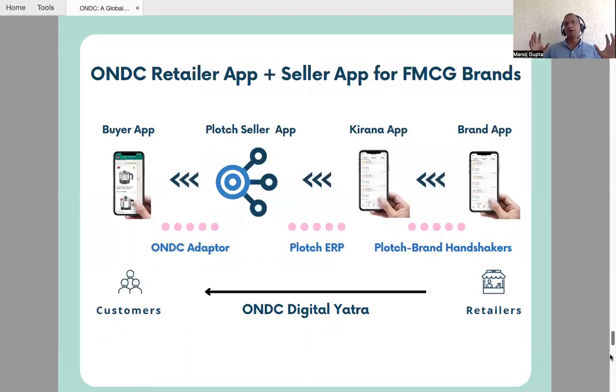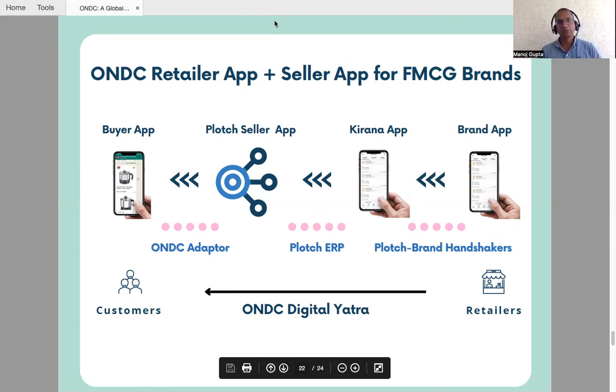If you are a large FMCG brand, you may want to give your ONDC Kirana app to a lot of these Kirana walas. Therefore, they can sell into the network seamlessly. Again, a very interesting opportunity, so that you have actually created a distribution channel for your products through Kiranas into ONDC. So that's another opportunity.